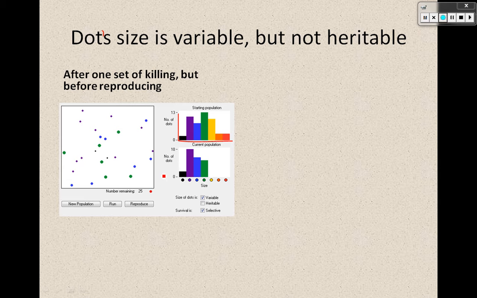This, though, is after one set of killing, but before I reproduced. Okay? And so notice, after I've killed 25 dots, and you can see here's 25, I again have no more yellow, red, or orange, just like we saw on the previous slide, because those are the ones I've killed off. But the key is here that dot size is not heritable, meaning it is not able to be inherited. And so a green dot doesn't necessarily give birth to a green dot. It may give birth to a red dot.